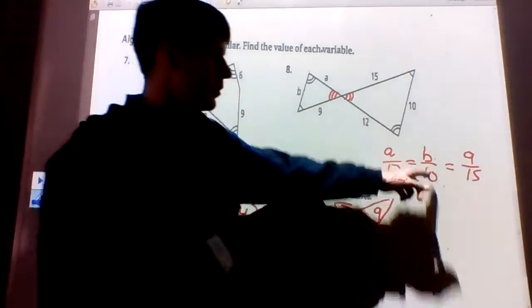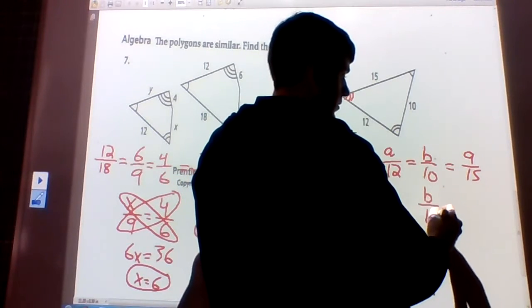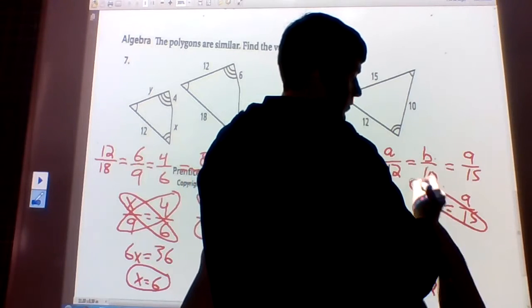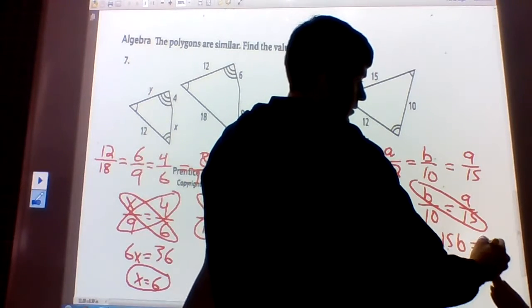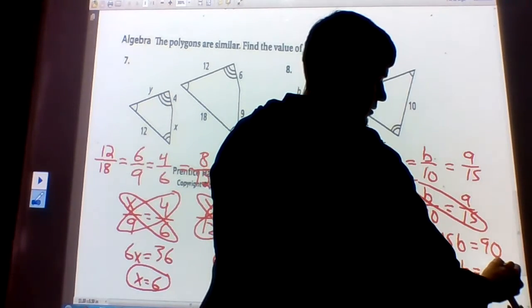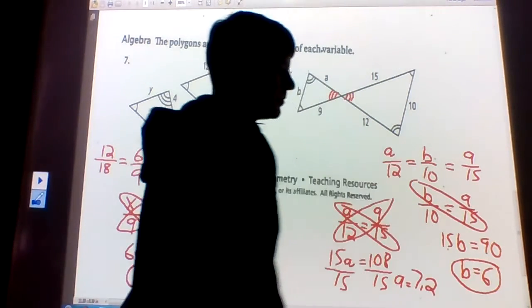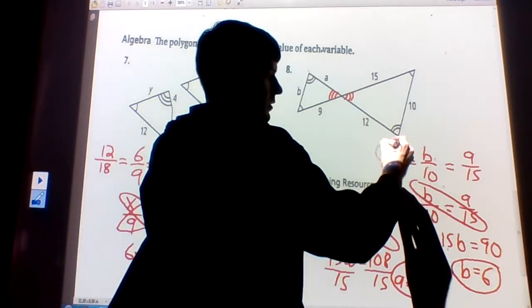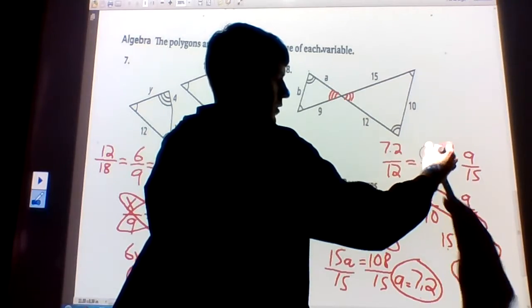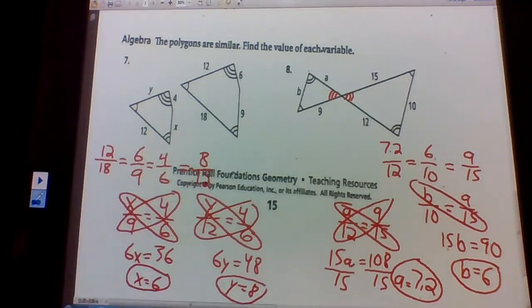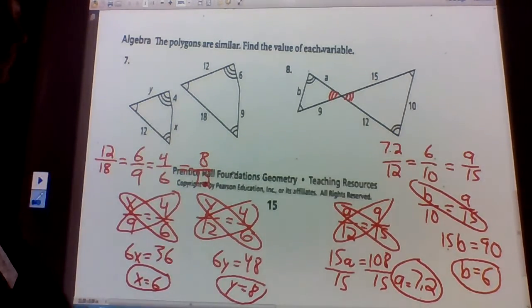Okay, and then for B, we want to do B over 10, and we'll do 9 over 15. So cross multiply, you get 15B equals 9 times 10 is 90. Divide by 15, B is going to be equal to 6. Okay, if we plug those back in, 7.2 and 6, we should get 3 over 5 for all of those.